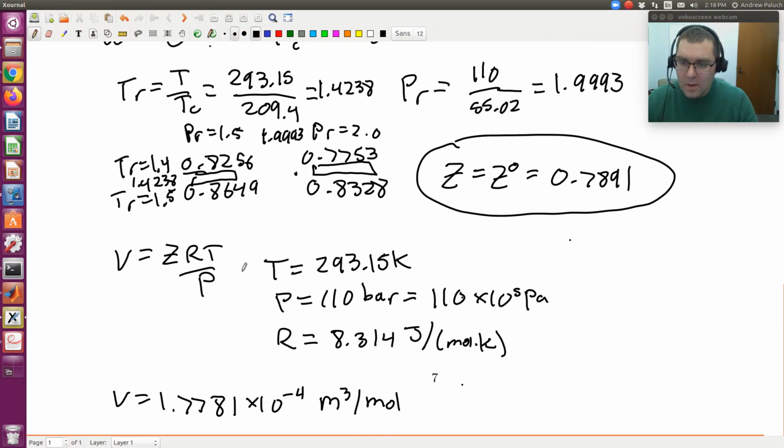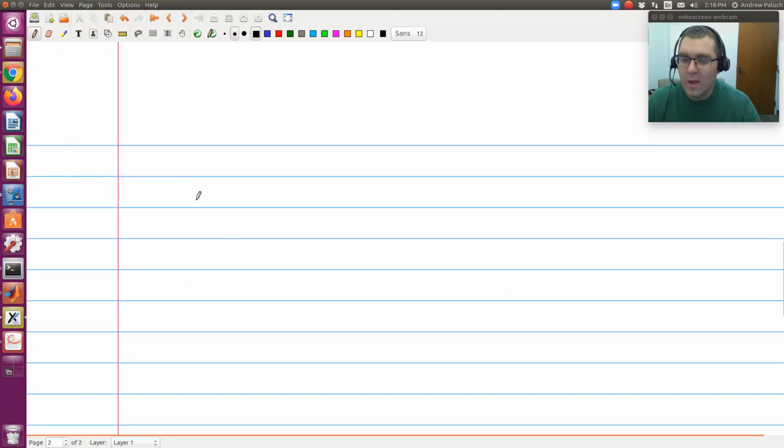Now does that make sense? Yeah, the issue here is P is very big. P is 110 bars, which is 110 times 10 to the 5 pascals. I made a new page after.